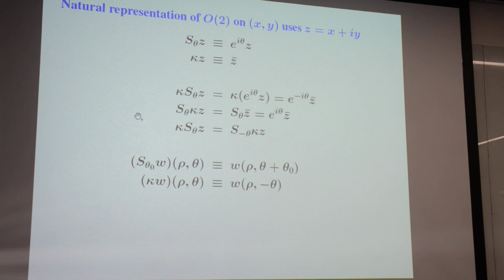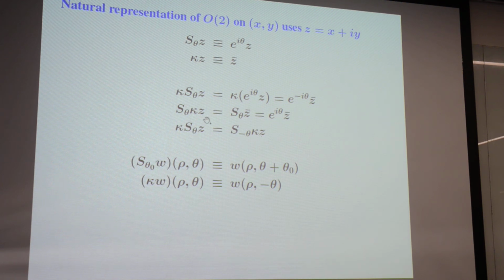Now let's do them in the other order. Let's first take kappa and then do s theta. So taking kappa on z gives you z bar. Doing s theta gives you e to the i theta. And you see that these two things are not the same. So this is the first example in this class of a non-commutative group. S theta on kappa is not the same as kappa s theta. Kappa on s theta is s minus theta kappa, as it happens.